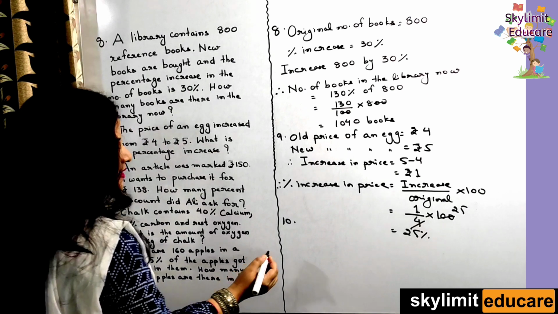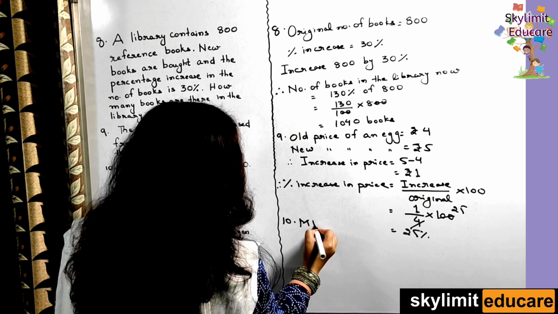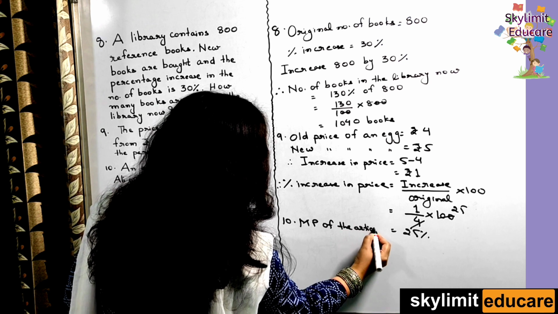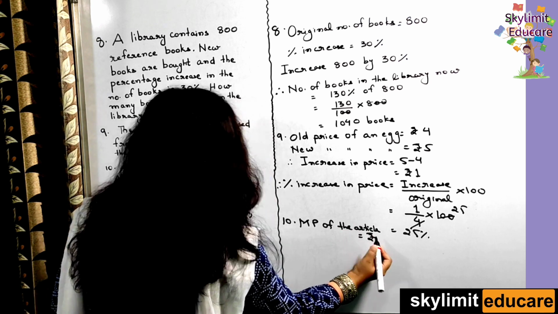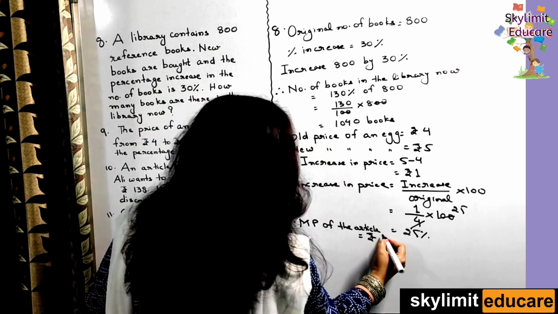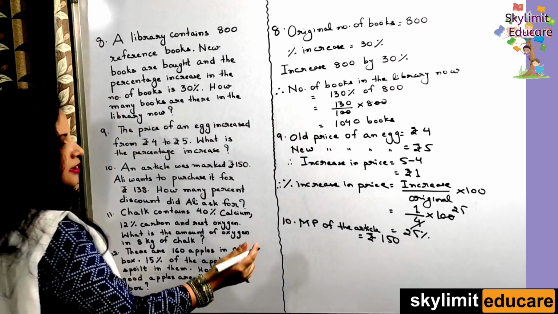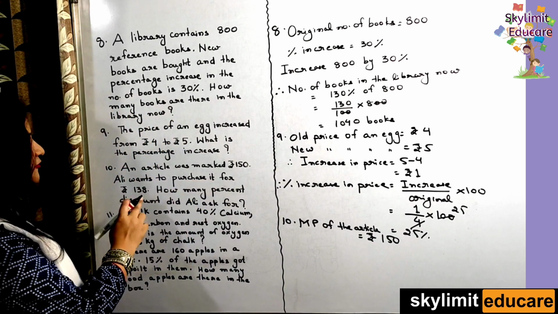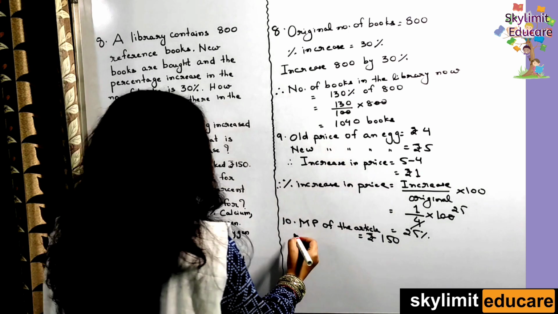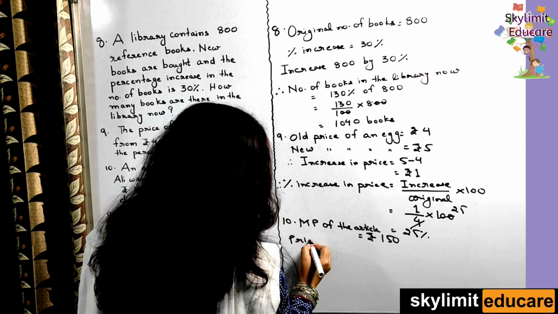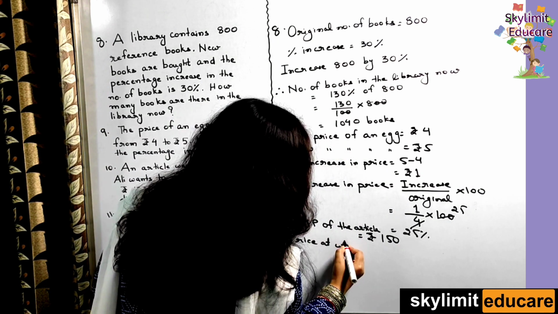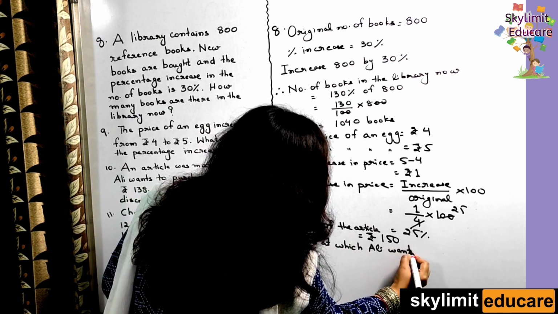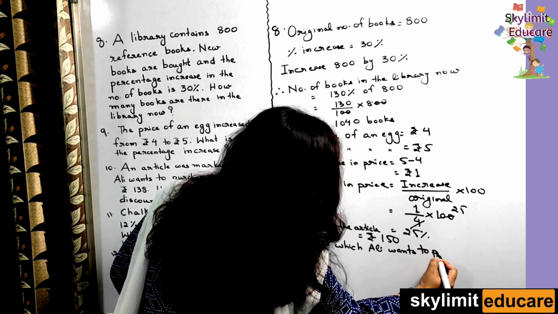So what is the marked price? Let me write it shortly, MP. MP stands for marked price. So MP of the article is equal to rupees 150. The marked price of the article is rupees 150, but Ali wants to purchase it for rupees 138. So price at which Ali wants to purchase. Clear?